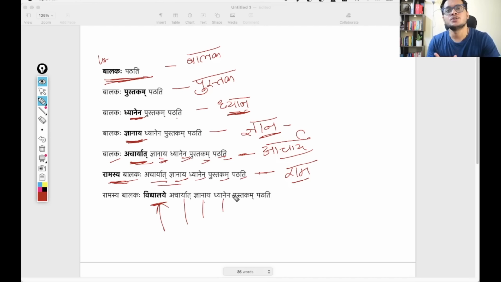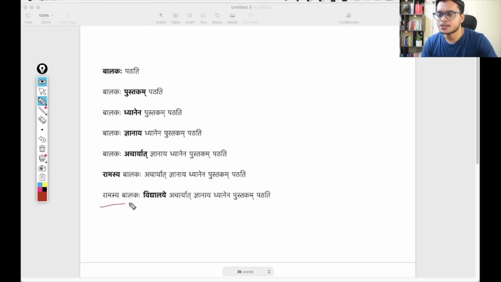Where does he study? Whenever we want to show the location or position with respect to the action, what do we use? Seventh case. So Vidyalaya, the base word, becomes Vidyalaye. Where does the boy study? In school. So in, on, all these senses we use the seventh case. You see how a single sentence uses all different word forms of a noun, and all those nouns have their own special meaning in the sentence.